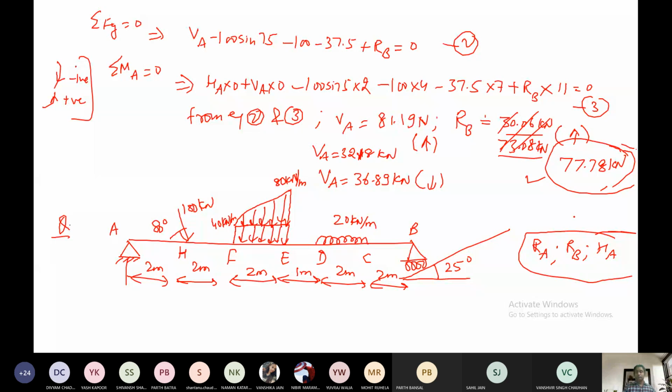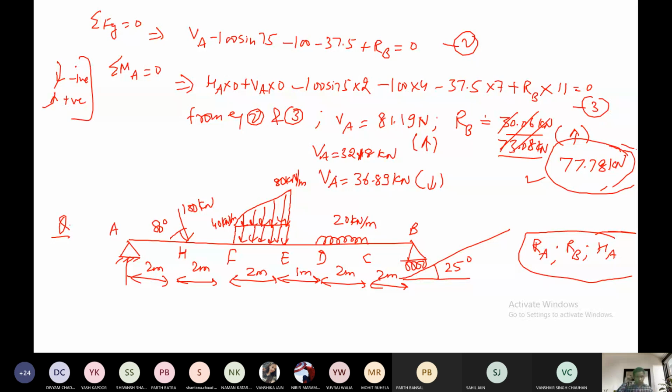Try to solve it. HA, what is it? HA is the horizontal direction force, this one here. You can say this is VA, HA and RB.